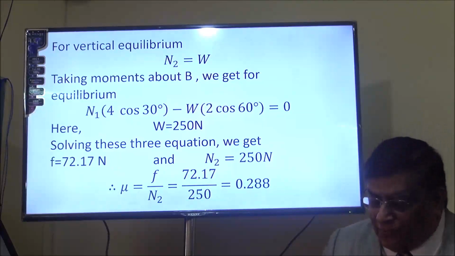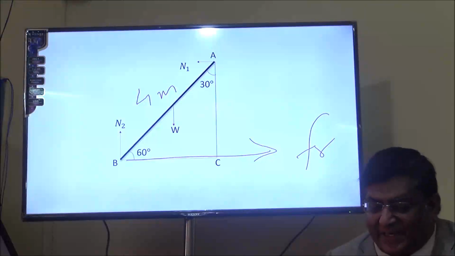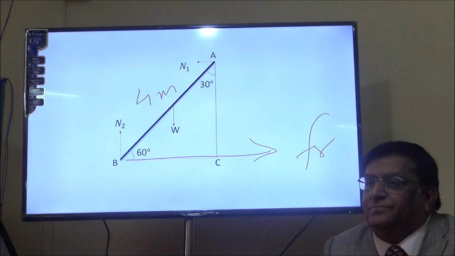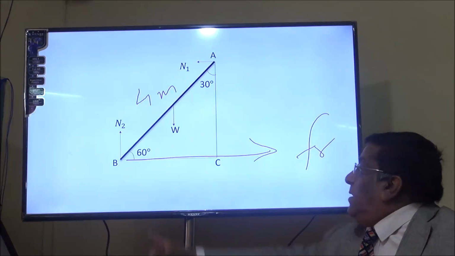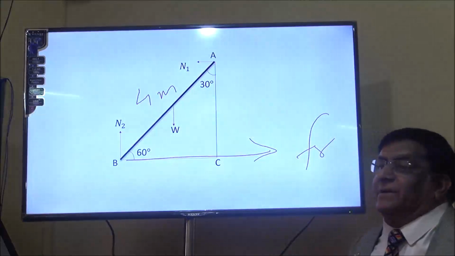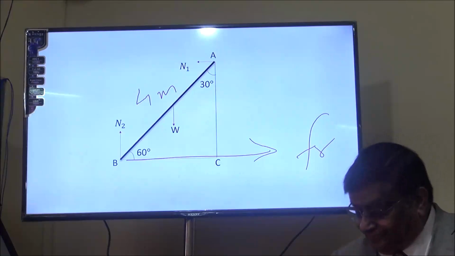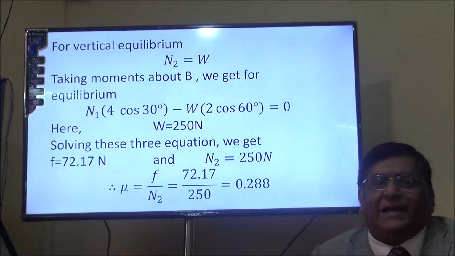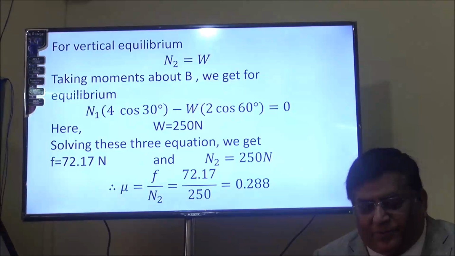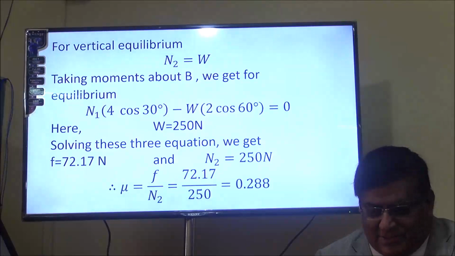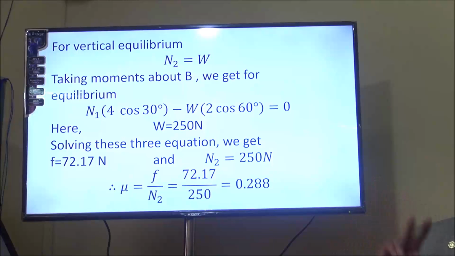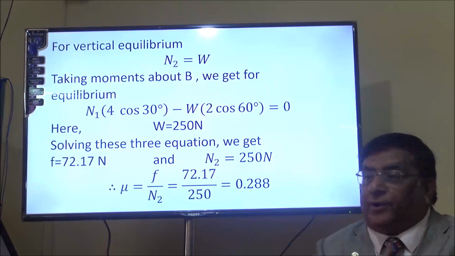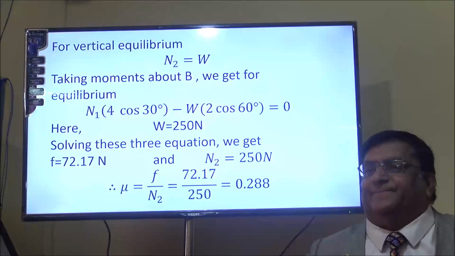Vertical equilibrium. So for vertical equilibrium, please see here. The force is acting up, the force is acting down. N2 is acting up. W downward. You got it. Second is what? N2 is equal to W. This is another equation you got. Right. Two equations so far you have got. Not sufficient. We have not reached anywhere. Okay, let's go for more equations and we'll come to rotational motion.